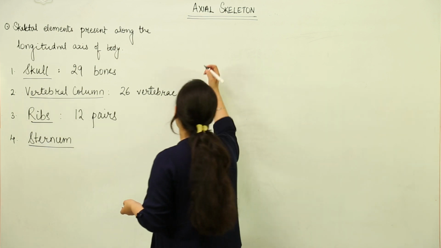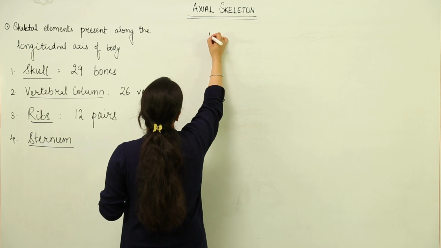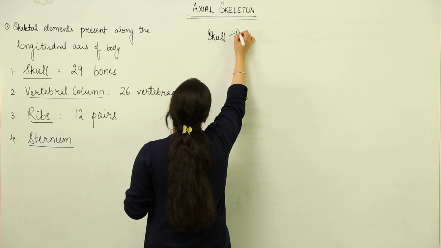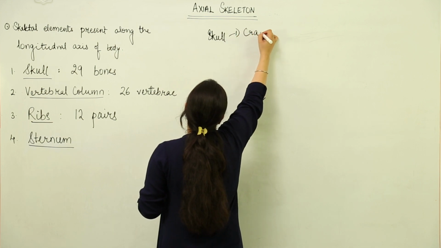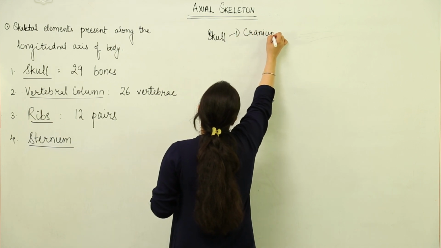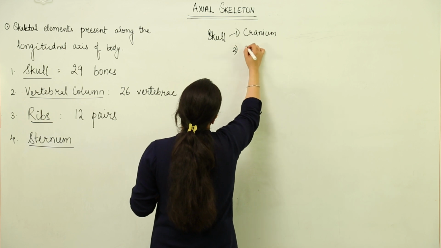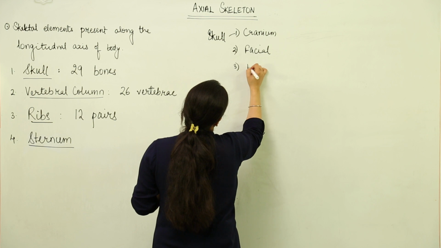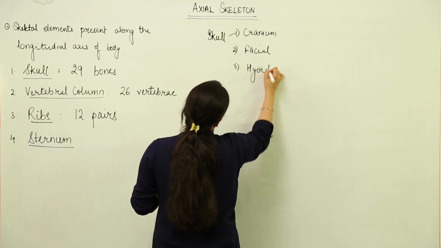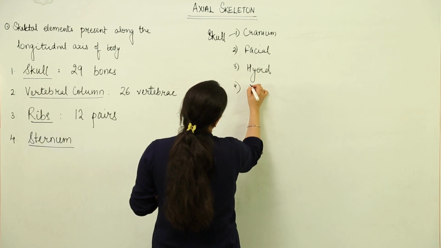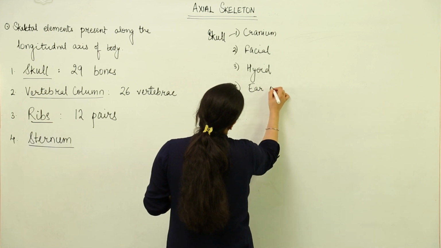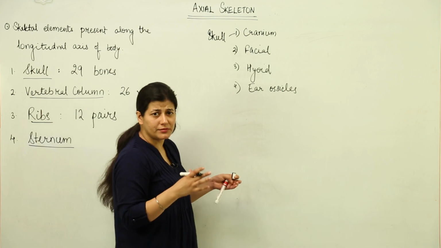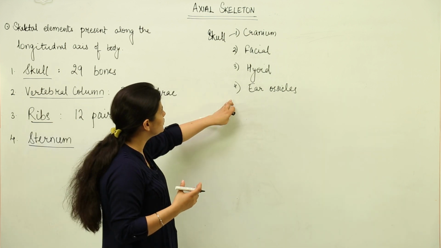Next, what we have to remember is that inside the skull, we have the first part, that is the cranium. The second part happens to be the facial bones. The third part is a single bone, that is the hyoid bone, and the fourth one is the ear ossicles present in the middle ear. We have talked about it, a little bit of introduction was given to you earlier.